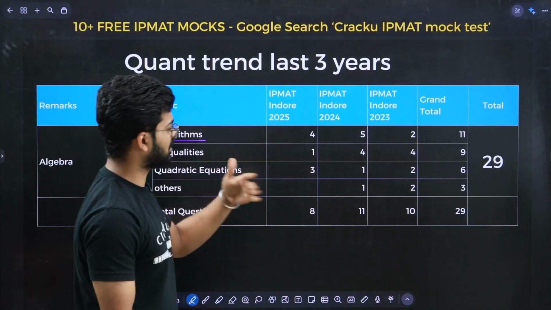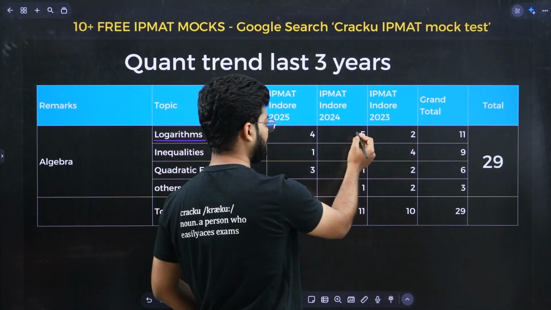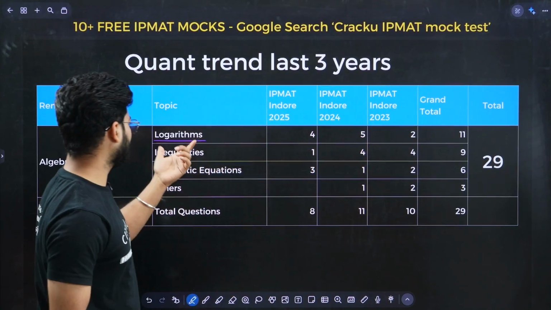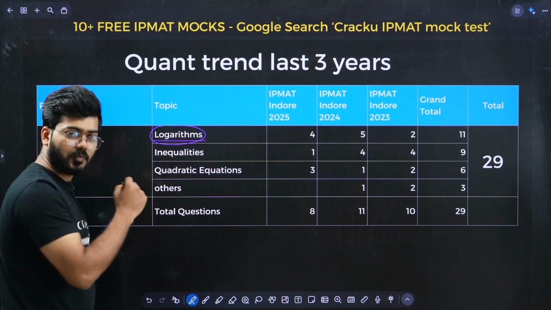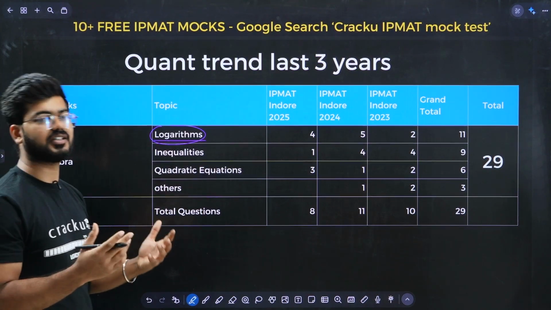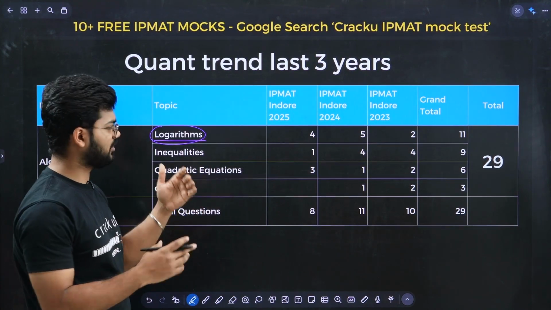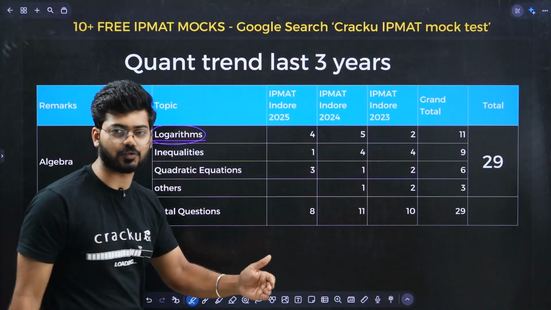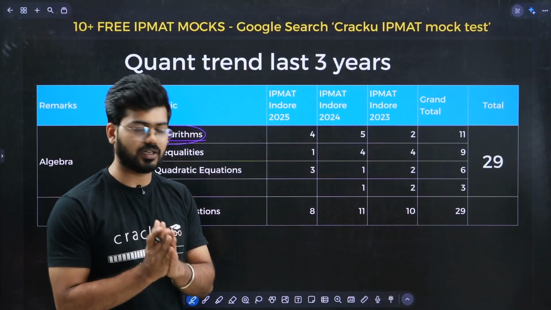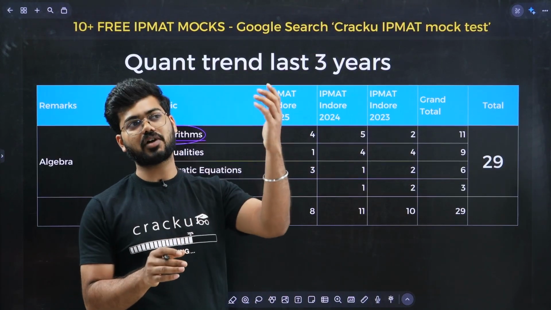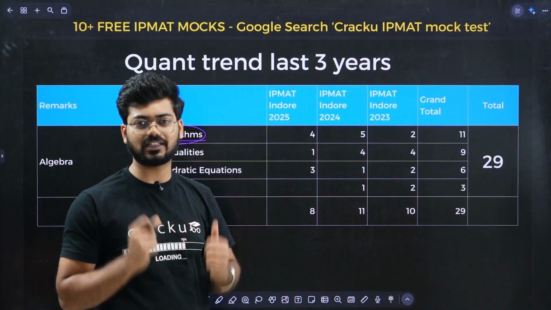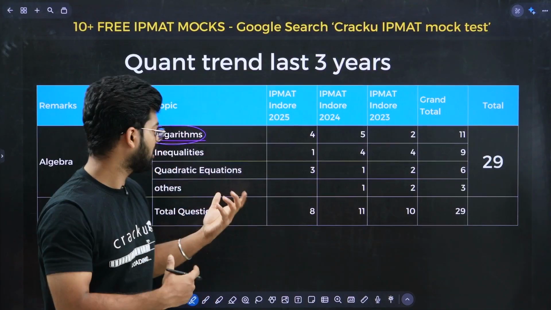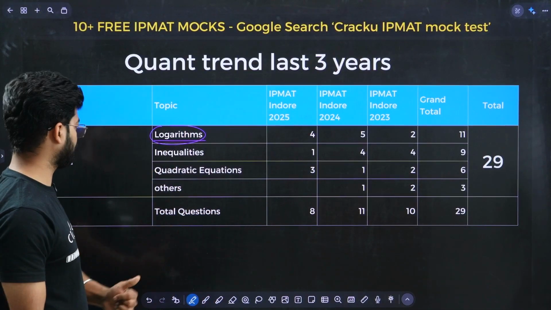Logarithms is coming very much: 2 questions, 5 questions, then 4 questions, and it is not a very large topic. You should understand the properties, like there are 5 to 6 rules, and you should practice some varieties of questions. Then you will get a hold of the idea, like if something is in a power we should take the log, and you will get a sense of where to use log and how to actually solve a log question.